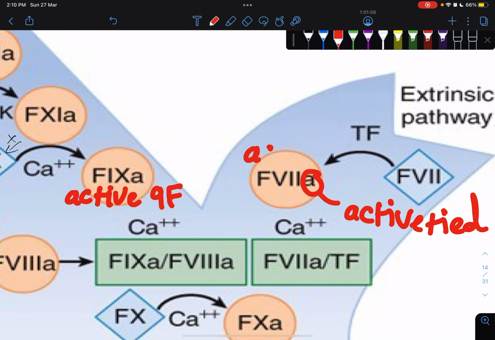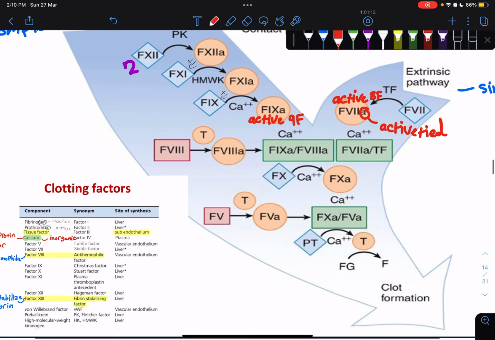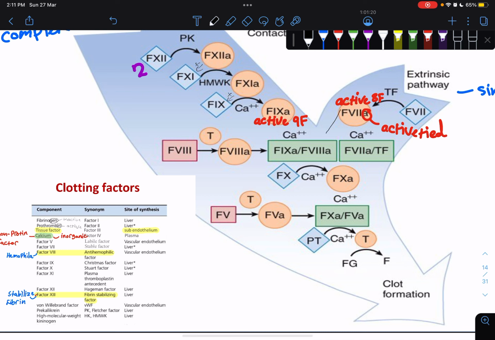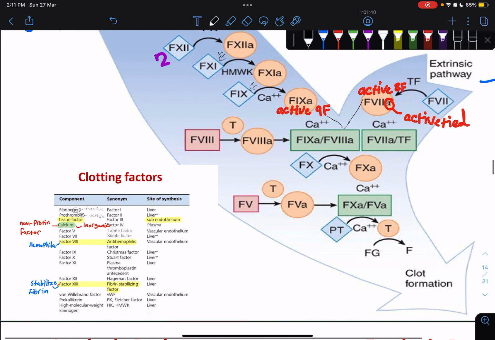Now they will form a bond and they will become one. They attach, 9A and 8A. Calcium is also involved here. They are also forming a complex, just like we formed the complex here. Remember we formed the complex here also. Just like that, here also you are forming a complex: the active forms of 9 and 8, with calcium. And this will also activate factor number 10. One pathway is the intrinsic pathway, the long one. One pathway is a short pathway, which is the extrinsic.